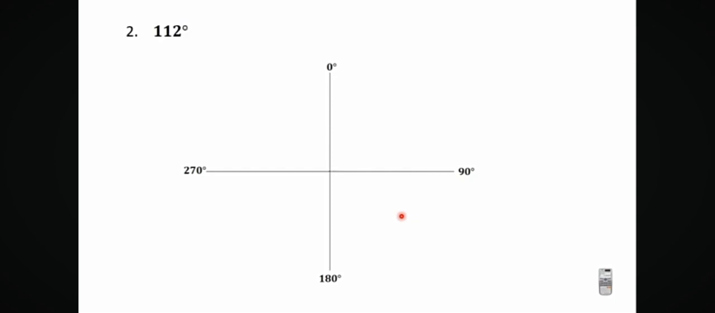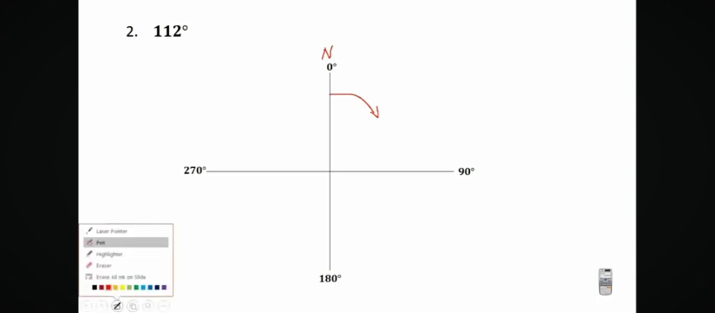The next one is 112 degrees. Once again, for 3-point bearings, the angles are always measured in the clockwise direction from the geographic north. So here is the geographic north. For 112 degrees, you'll be measuring it from this line here in this direction. So you're going to measure 112 degrees in this direction from this line here, from the 0 line.